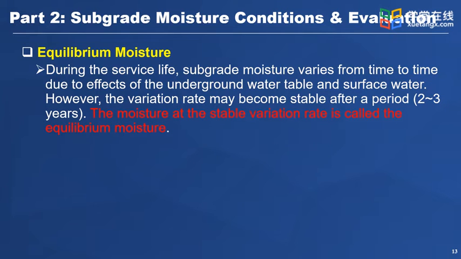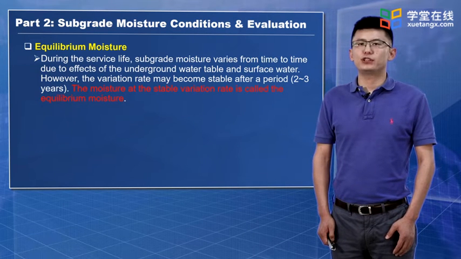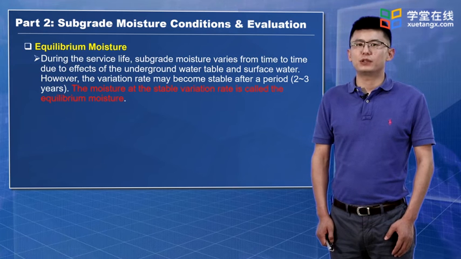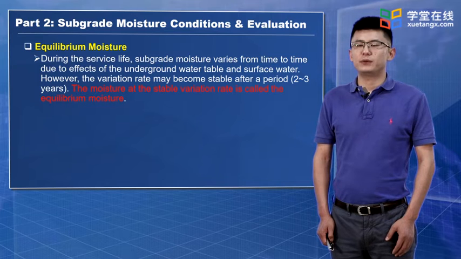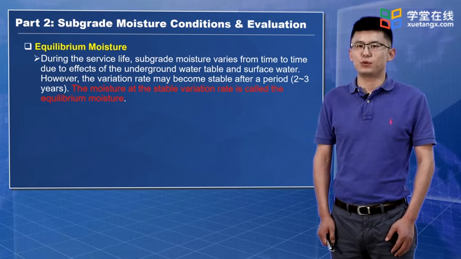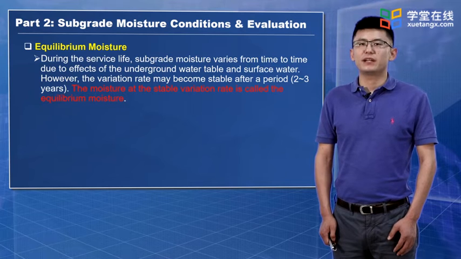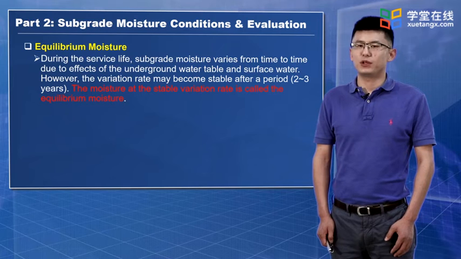Before that, I want to introduce a terminology called equilibrium moisture. What is that? We know during the service life, subgrade moisture varies from time to time because of the underground water and the surface water. However, this variation may become stable after a period of time, for example, 2 or 3 years. Then the moisture under this condition is called the equilibrium moisture.